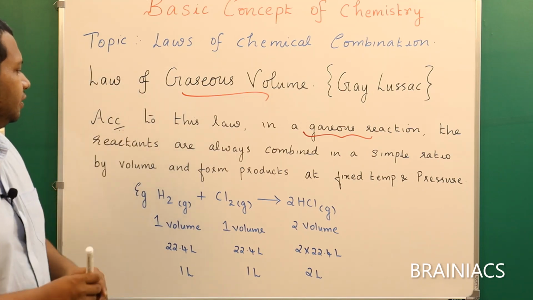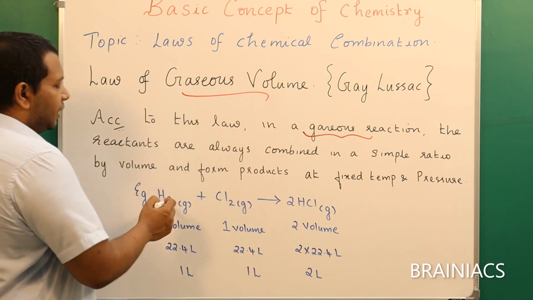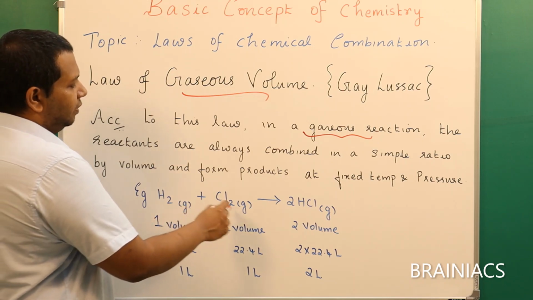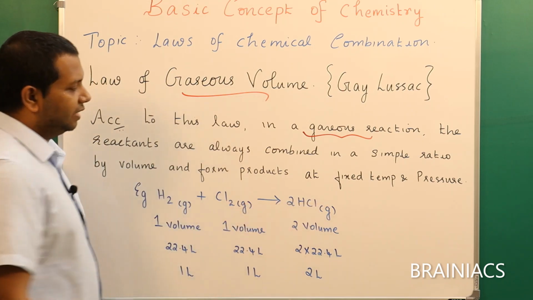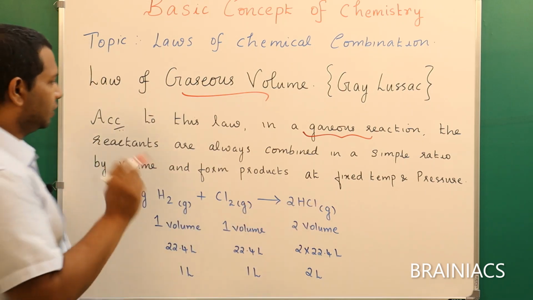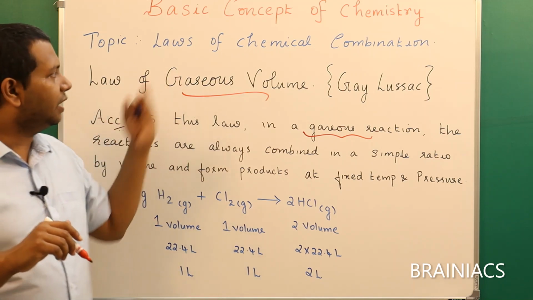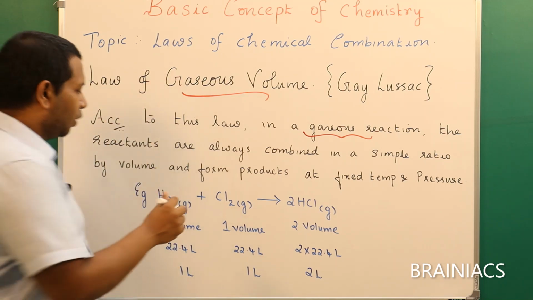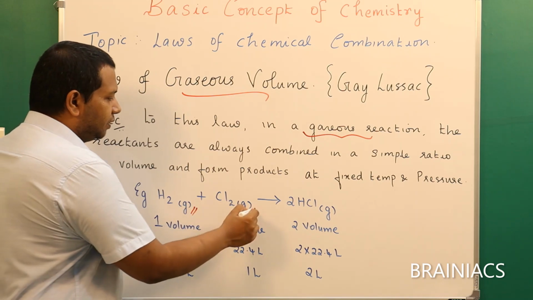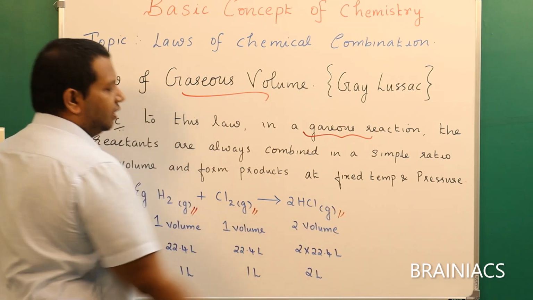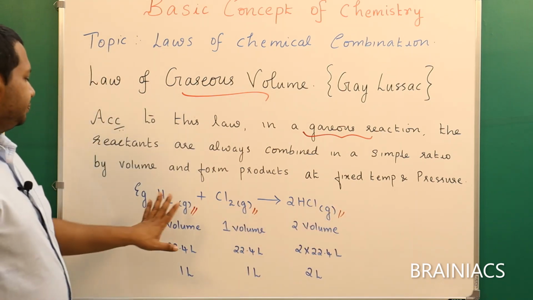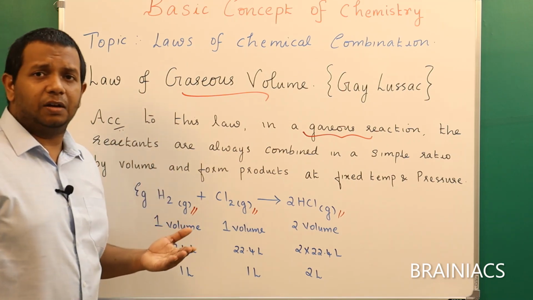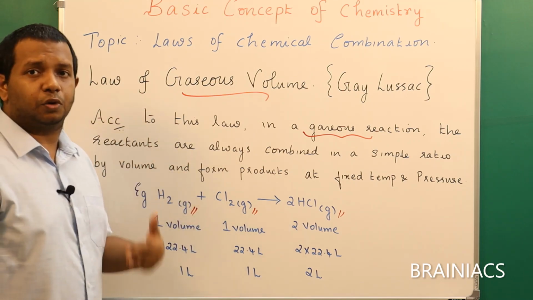So how to understand this? Very simple. Now if you see this reaction, H2 gas combining with Cl2 gas forming 2HCl gas. Now the first thing to check, if you need to apply Gay-Lussac's law, is whether all are in gaseous state. This is in gaseous state, this is in gaseous state and this is in gaseous state. And before I apply Gay-Lussac's law, we will apply our normal stoichiometric concept.